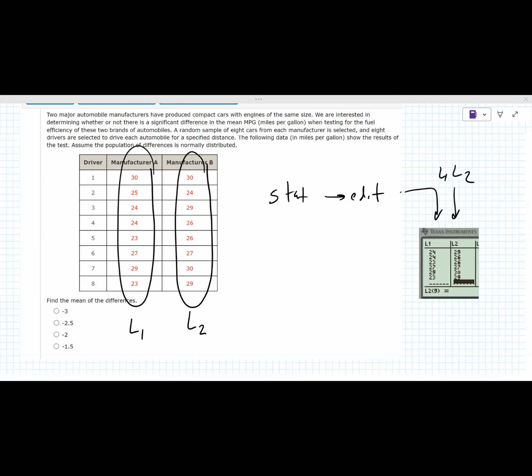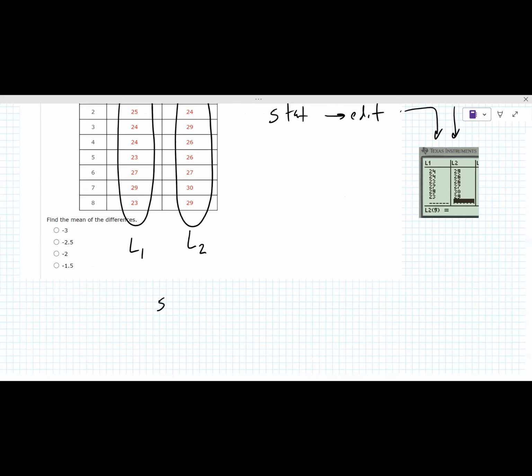All right, you got that down? Yep. Okay, so the next thing here is to quit out of it, second quit, and go back to stat, and then calc. And this time you're going to see one variable stats. Actually, I wonder if we should try two variable stats. I haven't tried that in a while. Let me see if that'll do it.